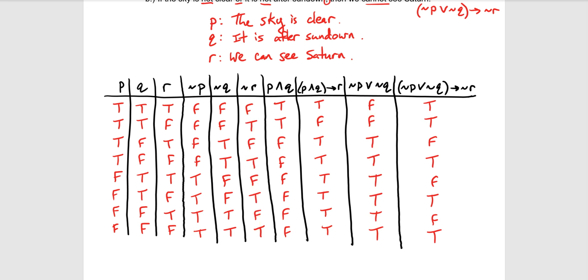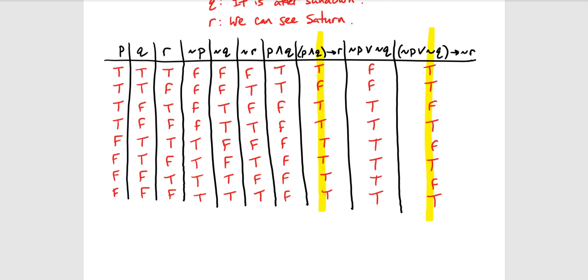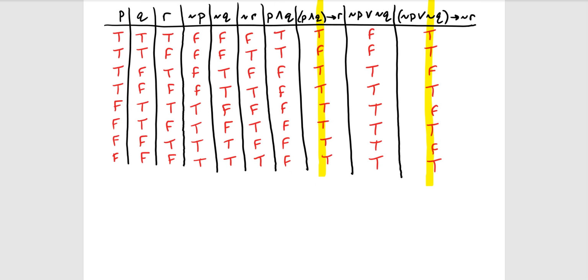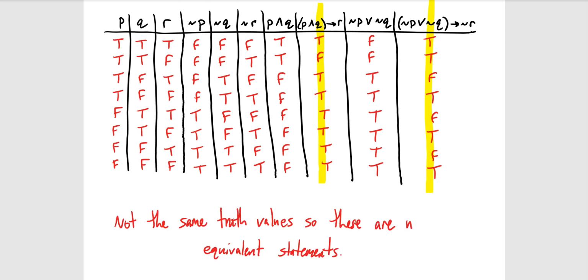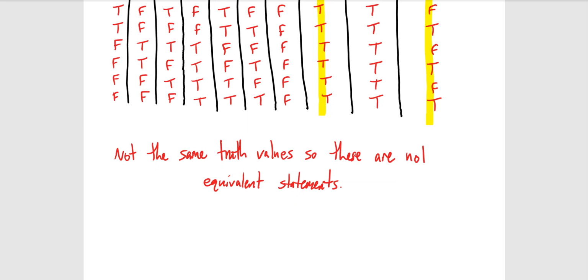Okay, so now we take a look at our 2 columns in question. That was going to be this one right here, and this one right here. And we have to see if they are identical. So obviously these are not identical because in the second case, there are already different truth values. So these are not equivalent statements.